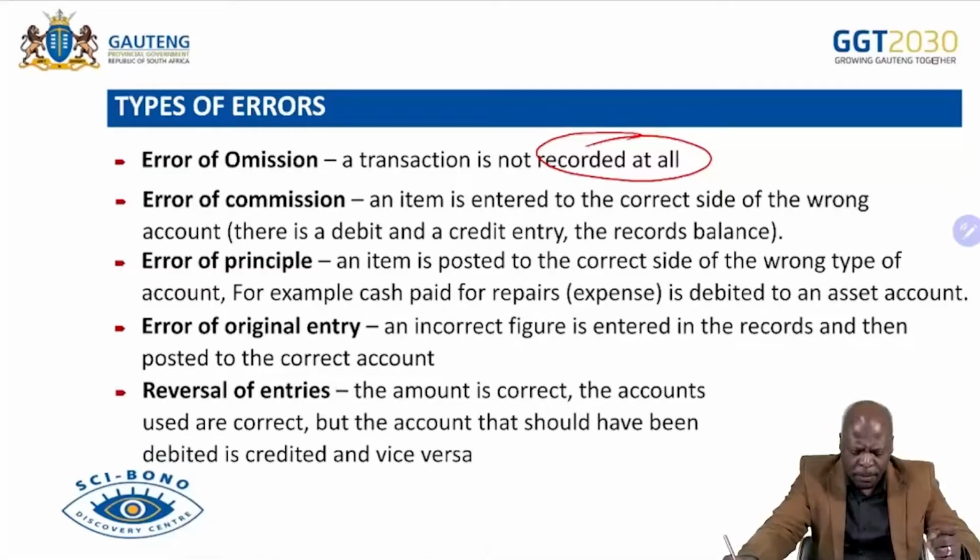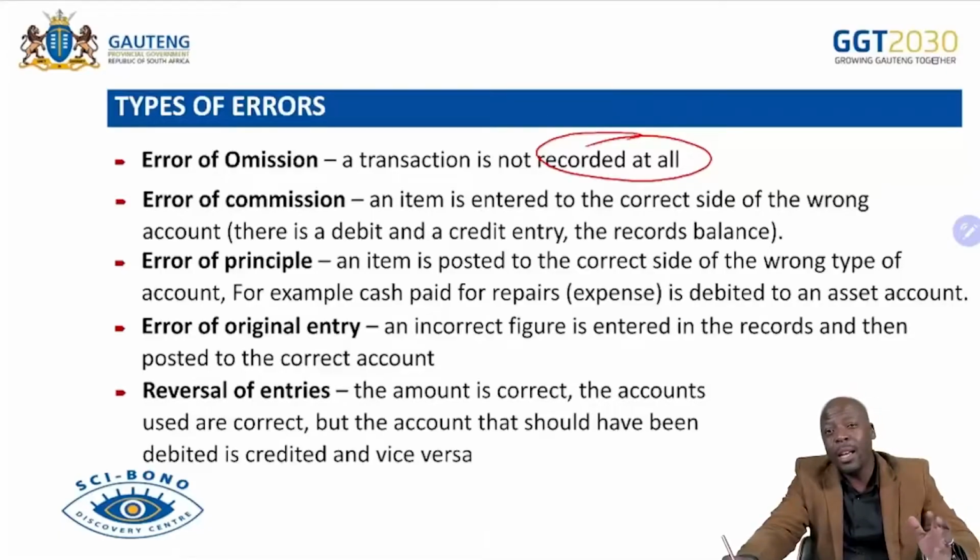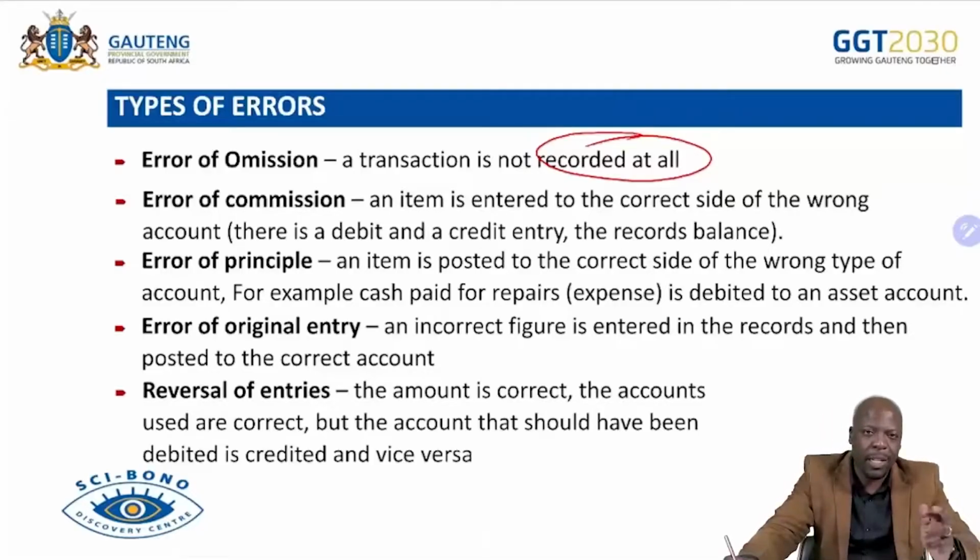Reversal of entries. The amount is correct with the reversal of entries. The accounts used are correct, but the account that should have been debited is credited. In other words, we have the right amount, the right account, but the account that should have been debited is then credited. You're going to see I do have such transactions in today's activity that I want to work through together with you. So please remain tuned.